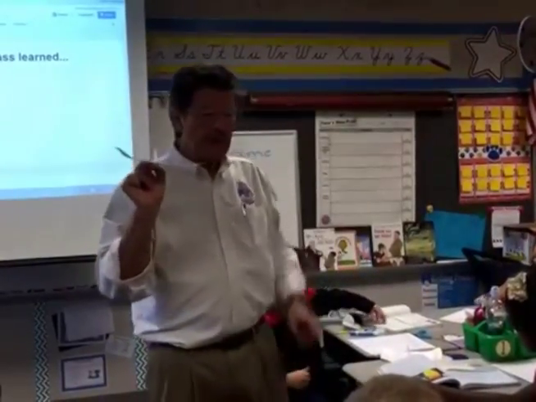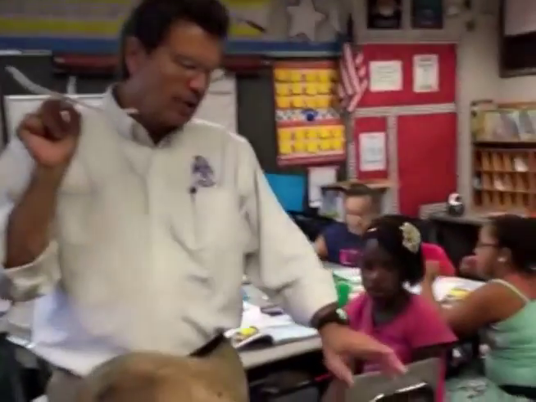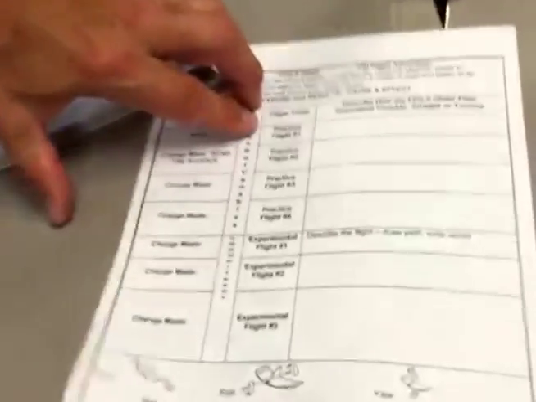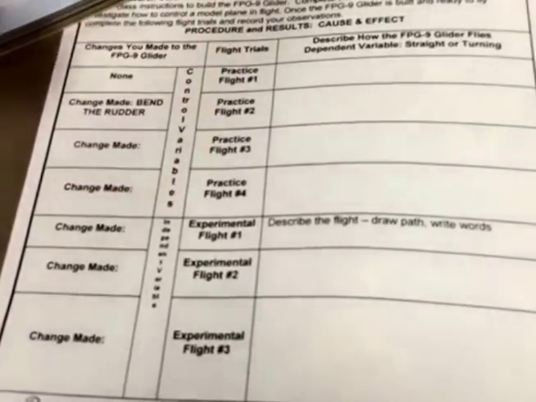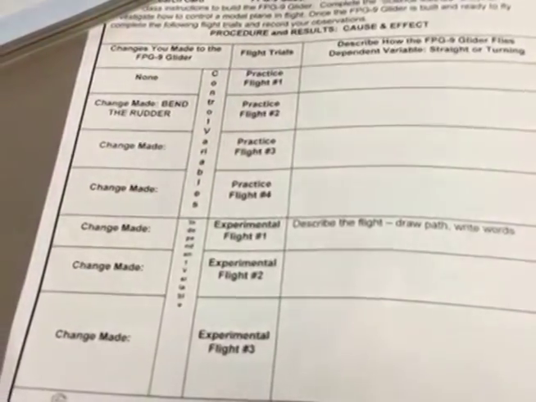Here's what we're going to do. On your worksheet, take a look, there are 4 practice flights you're going to do in your room. Not in here, but back in your room. 1, 2, 3, and 4. The job of that is to make your plane go straight.